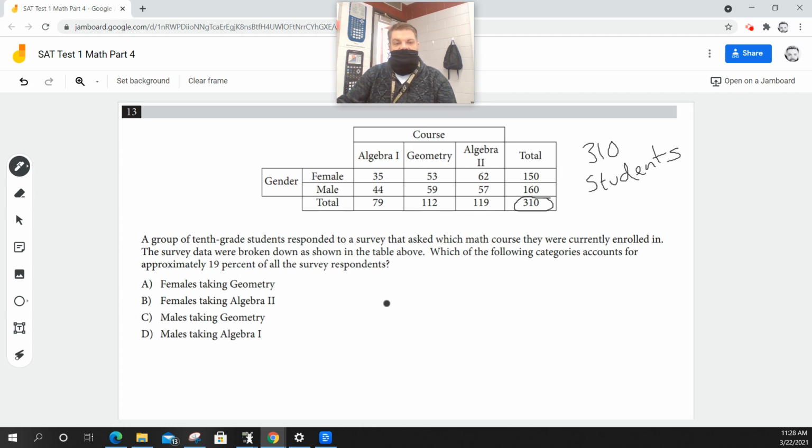So 19%, this is a proportion problem. I've got the total amount of students, which is 310, and I've got 19 out of 100. That's what 19% is. How many students is that? I don't know. I'm going to put an X there. So now to solve this, we're going to cross multiply.